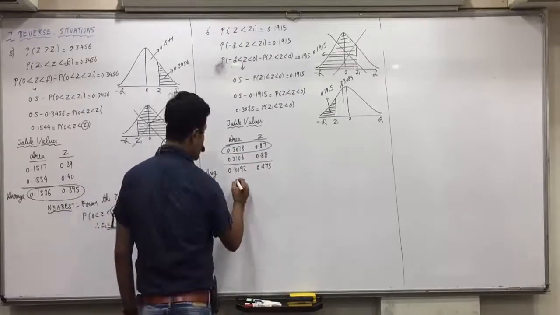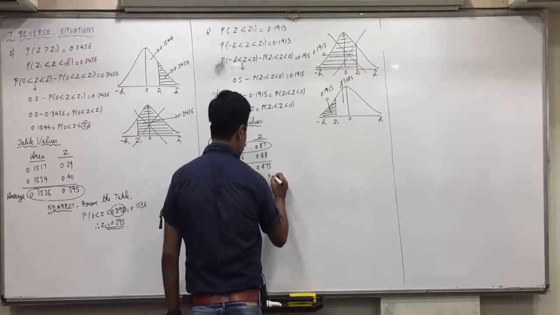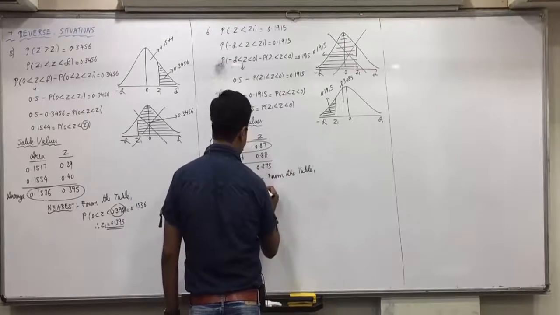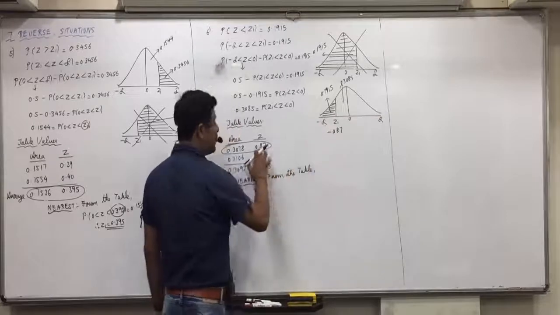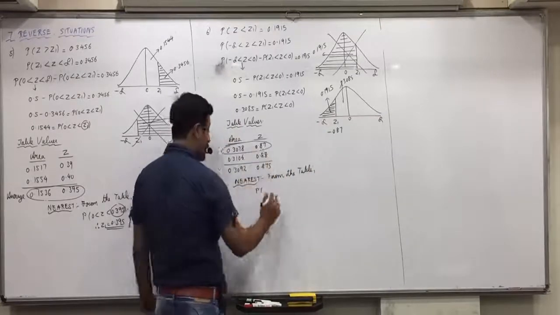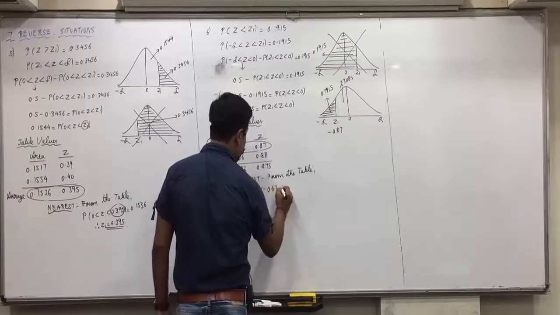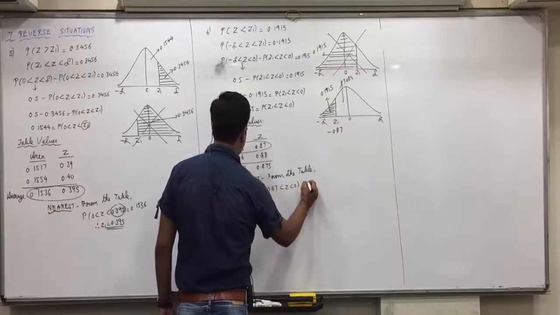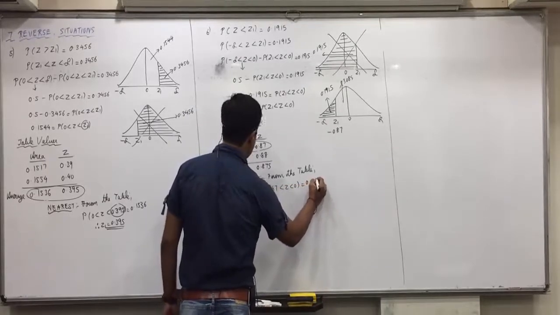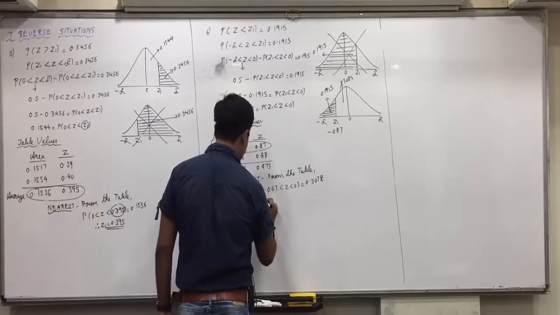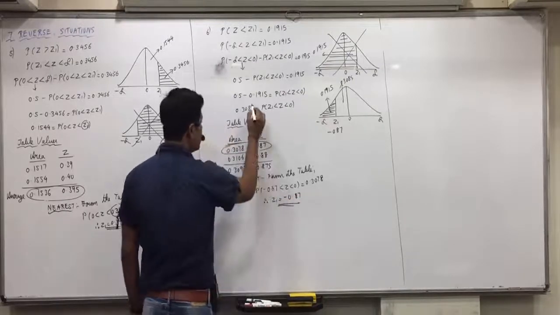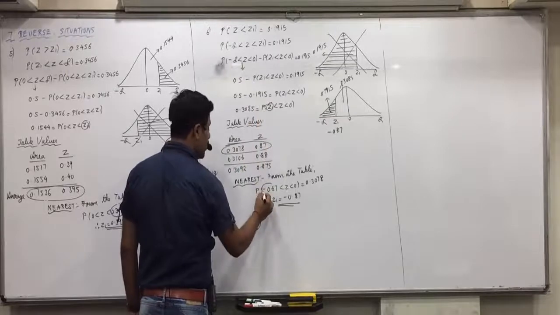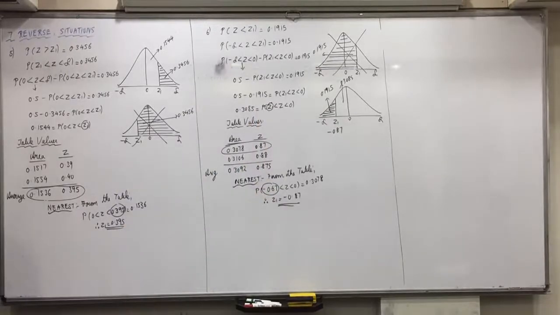So use the nearest one from the table. It's on the left side, so we will take minus 0.87. It's on the left side means the value will not be 0.87, it will be minus 0.87. Minus 0.87 less than z less than 0 is 0.3078. So Z1 is equal to minus 0.87. Did everyone understand this? Any doubt in it?